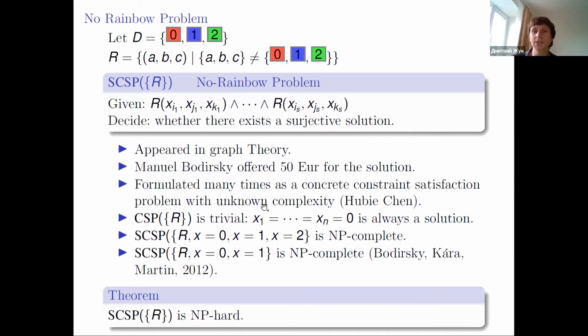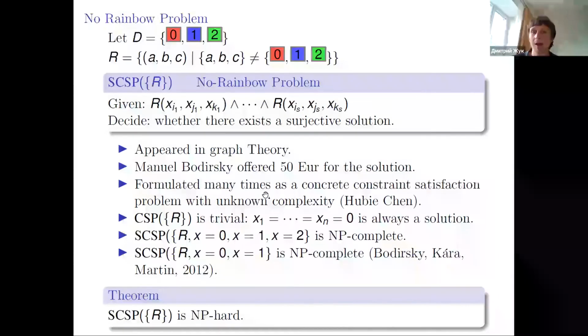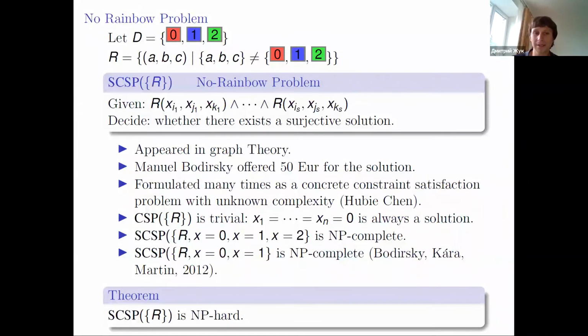Actually, that's true. Like in the original slides of Hubi, I can also show them. It was written that Manuel Badirsky offered 50 for any solution, and Hubi-Chen said that, okay, I will pay another 50 for a positive solution. And by positive, he meant polynomial. Okay, so let's prove that this problem is NP-hard?